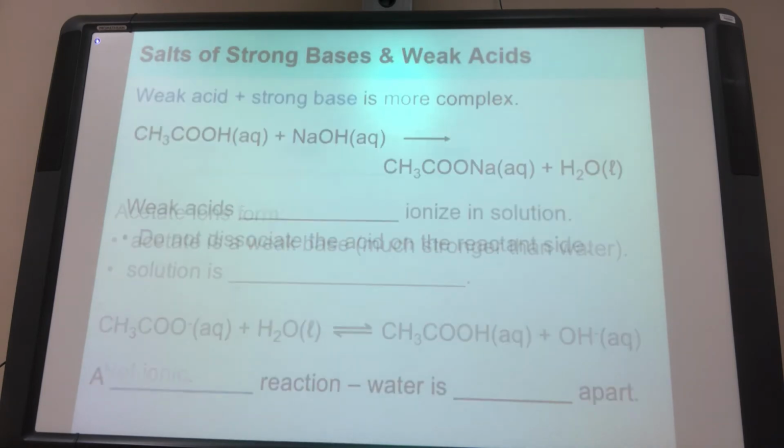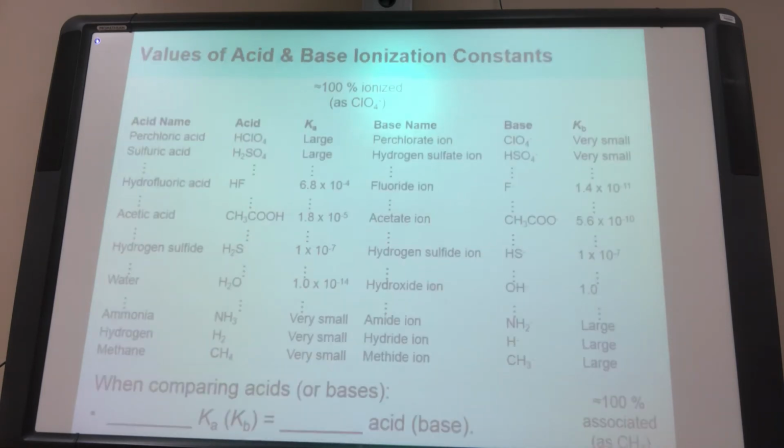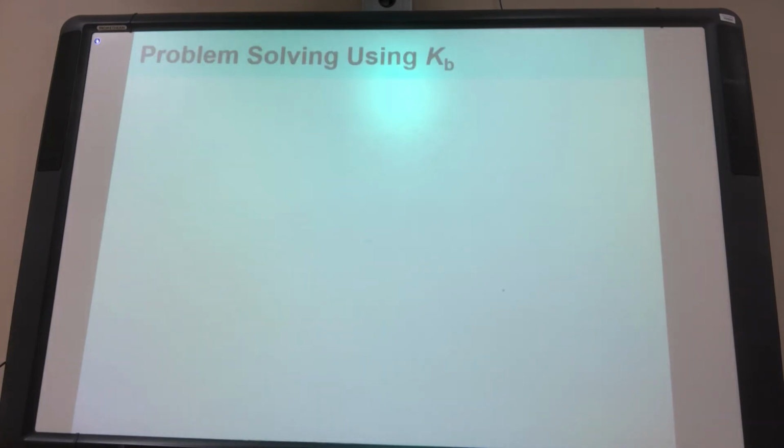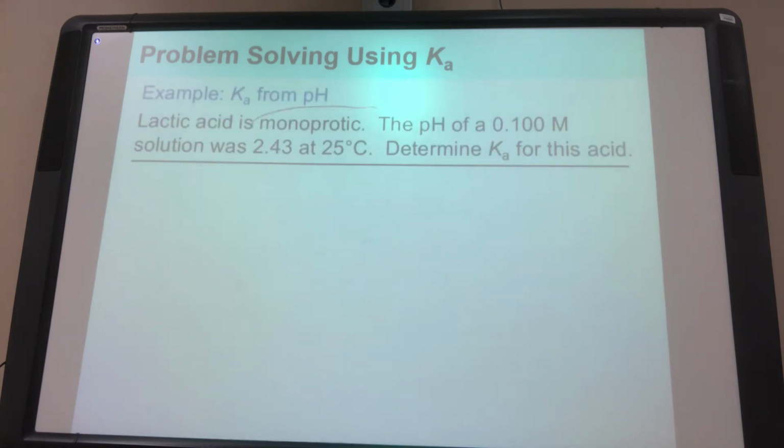We actually had a problem. Let's see if I can find it real quick. Where was it? I think it was our first one that we did. Here we go. See? This was lactic acid. I didn't give you the formula, but I told you it was monoprotic. I was telling you it was only going to do one hydrogen.